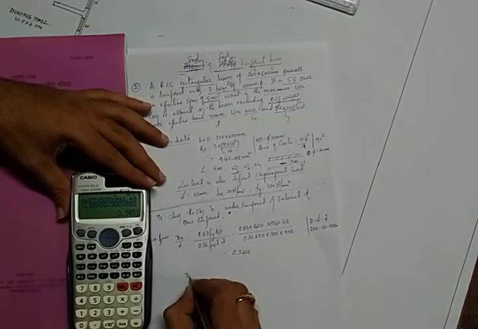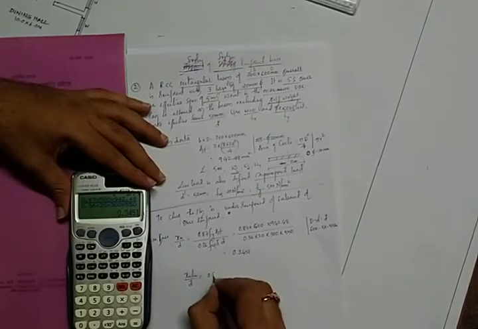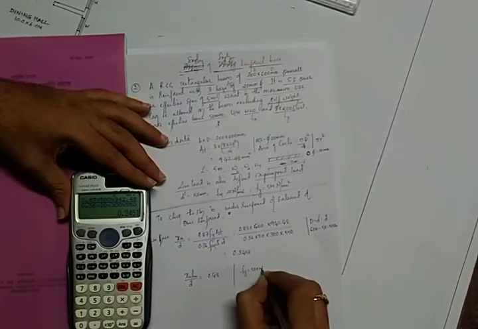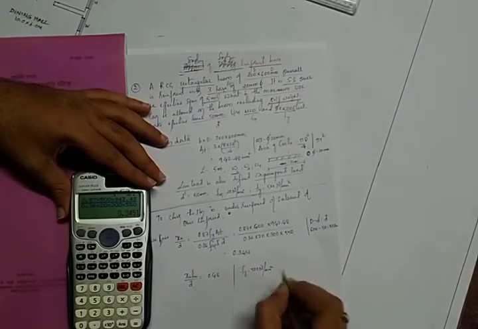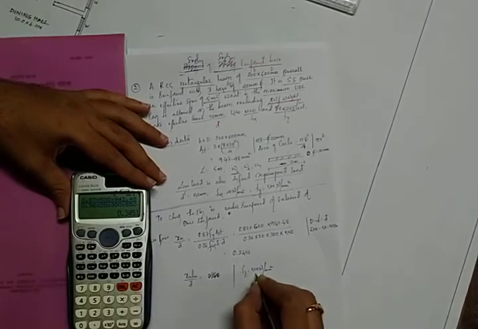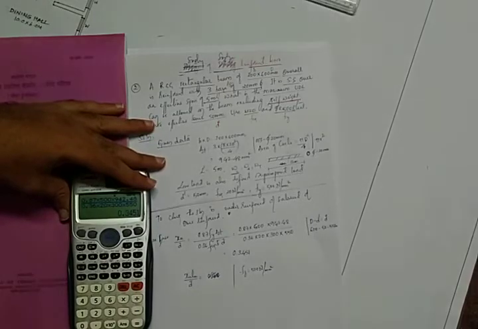So I will compare with Xu limit by d. This is known, 0.48 for 500 Newton per mm square. So this is wrong. This is for 415. For 500 Newton per mm square, I have a value, that will be 0.46.